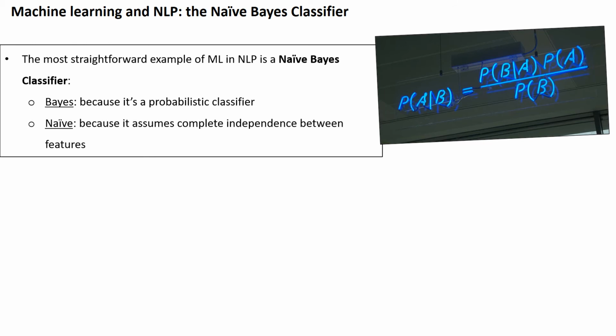It's also a naive classifier. Why? Well, because it assumes complete independence between features. In other words, it assumes that the occurrence of one word in a piece of text is completely independent of the probability that another word occurs. And this is, no pun intended, a very naive assumption.